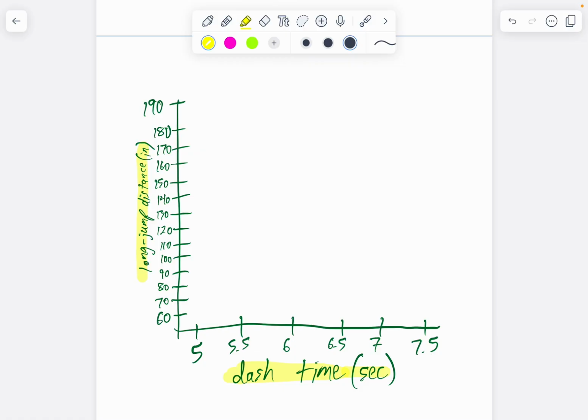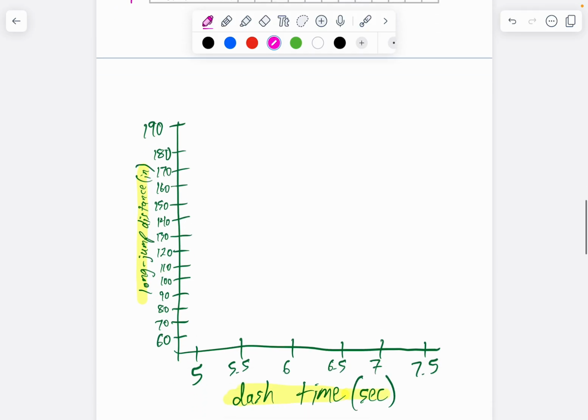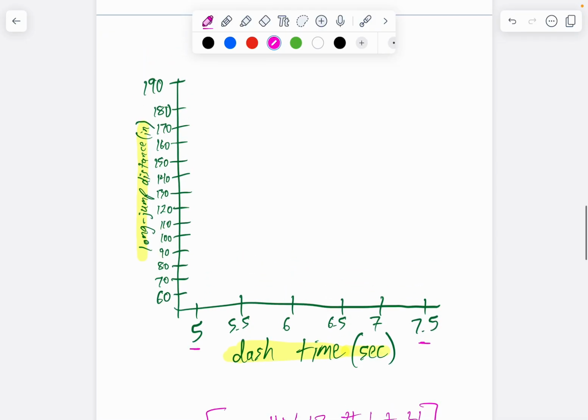So scale your axis. So if we look at dash times, the smallest dash time looks to be 5.05, and the slowest kid with the biggest dash time seems to be around 7.25 seconds. So you need on your x-axis numbers to fit between 5.05 and 7.25. So he decided to start at 5 and go up to 7.5 in increments of half a second.